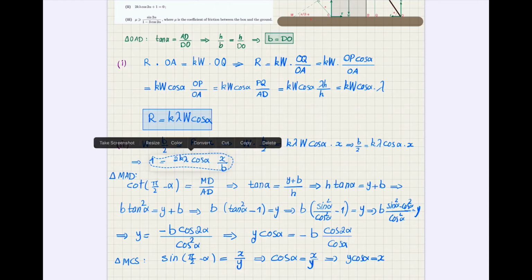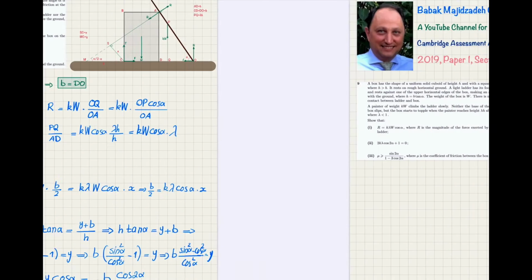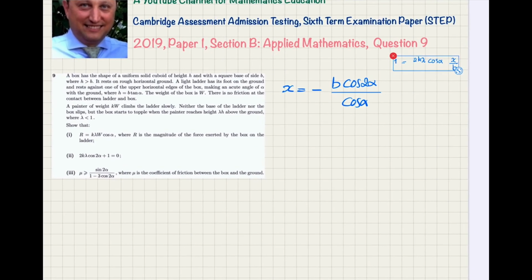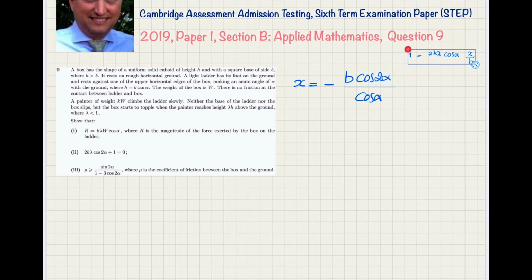Let me just write it somewhere, just put it here and make it smaller. This is what we will need. Okay, so here x is this one, so what I can write is that from this relation, I can divide both sides by b, then I get x over b is minus cosine 2 alpha divided by cosine alpha.